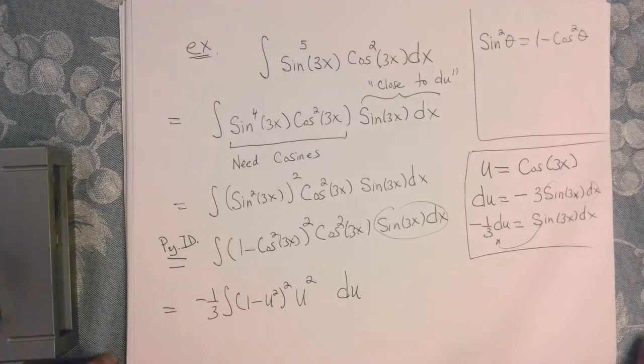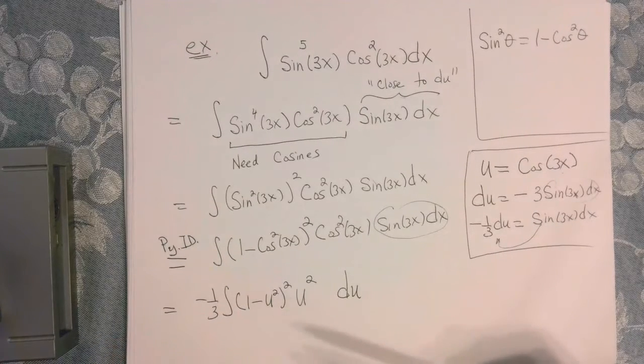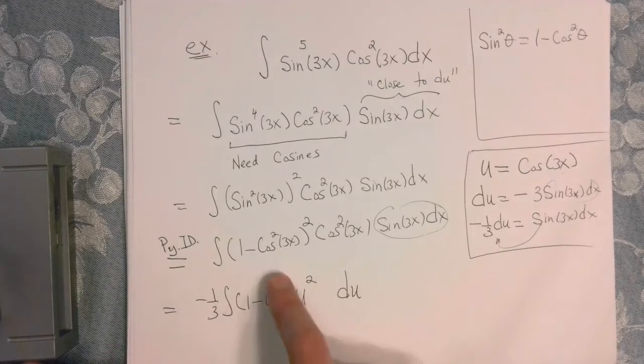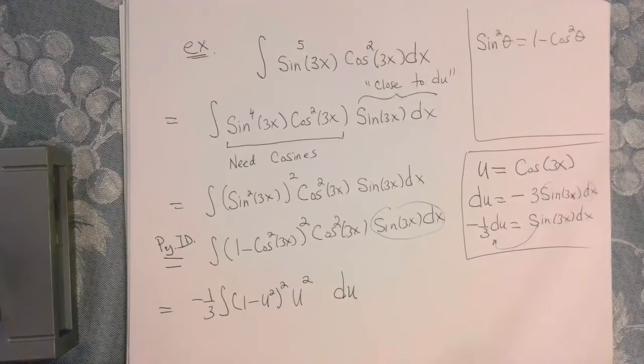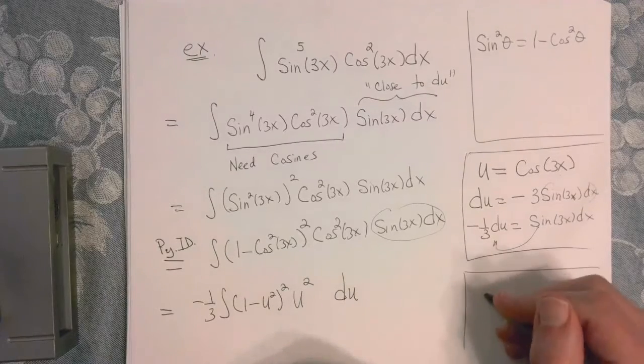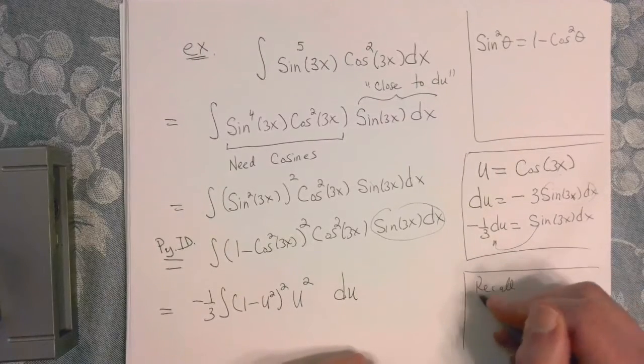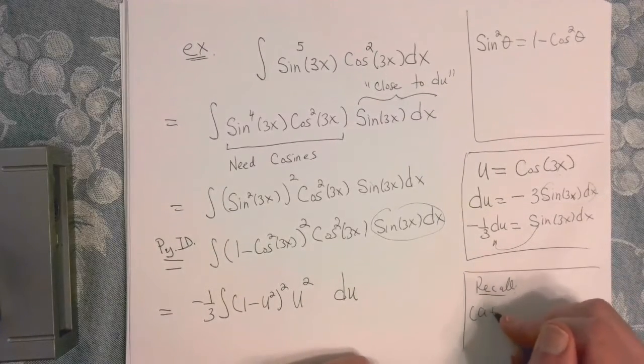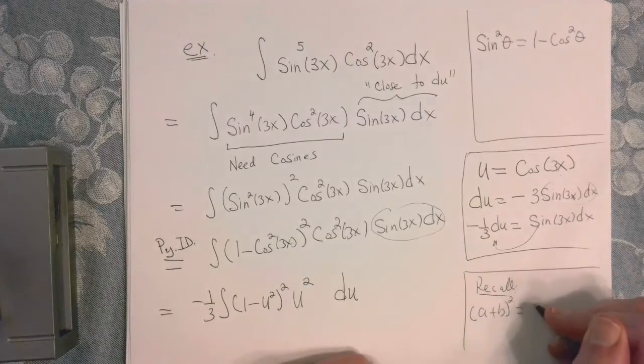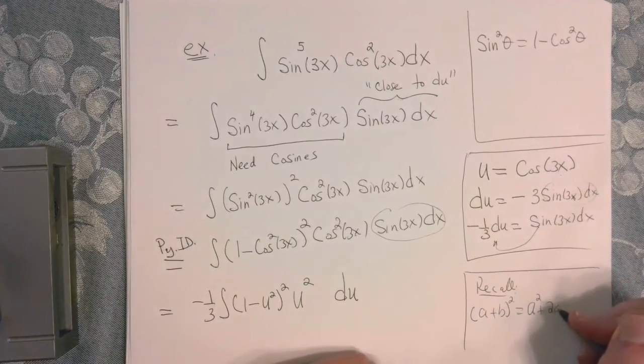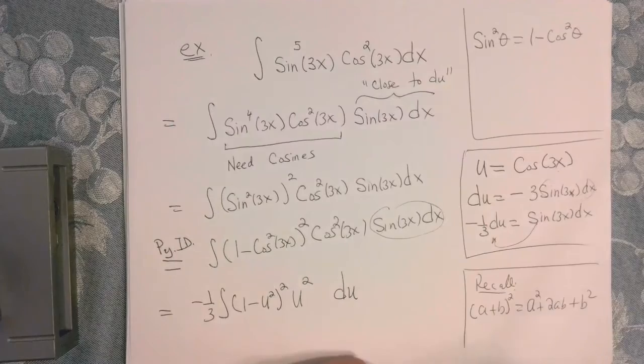And so we want to be smart about our algebra, right? So we want to follow, of course, order of operations. So let's square out the binomial first and then distribute the u squared. So let's just recall, I use this all the time. So a plus b quantity squared, that's exactly a squared plus 2ab plus b squared.